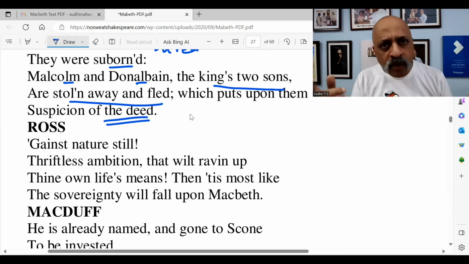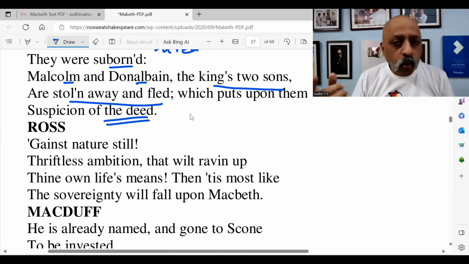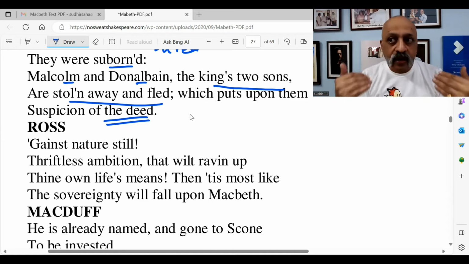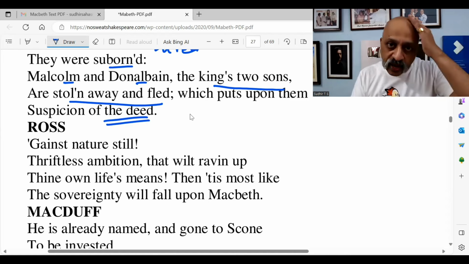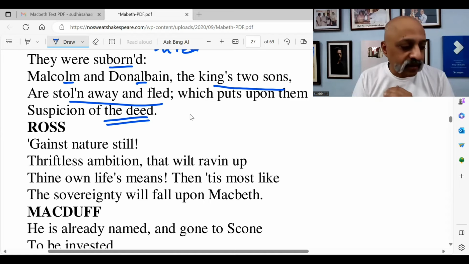That because usko malum hai, Malcolm ko abhi abhi promote kiya gaya hai, usko ek naya title diya gaya hai, ki what an unwise ambition. Thriftless matlab ambition, causing sons to kill their father who gave them life, because Raja Duncan ne hi unko jeevan diya hai, right? To uske bavjud, why should the sons kill the father?